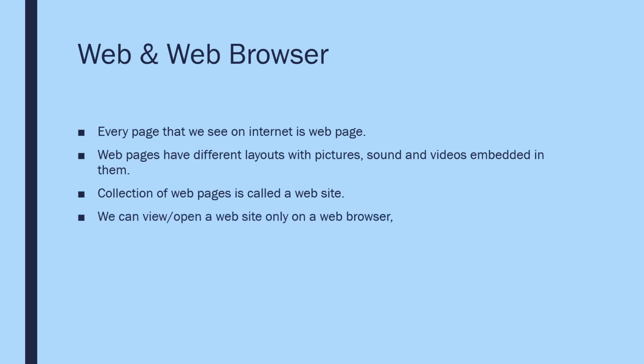We can open a website only on a web browser, right? Nothing else will help us. Only a web browser can help you open a website. The web browsers read the HTML documents and display them as web page. Now, what is HTML document? Actually, every web page is an HTML document, okay, and it has a lot of instructions in them, and then those are converted or displayed as web page by your web browser.